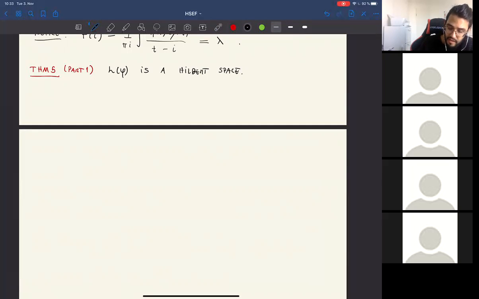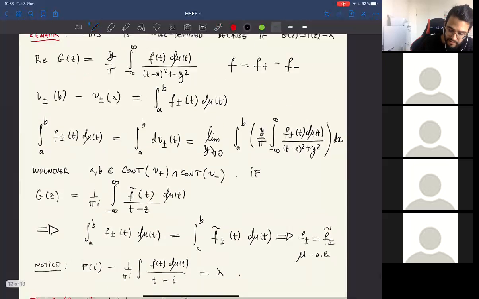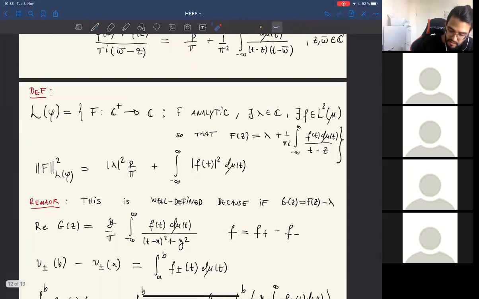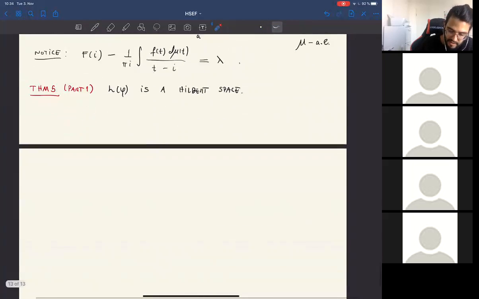So the norm is also a good norm in the sense that if the norm of f is 0, then f is 0, because if the norm of capital F is 0, then it implies that the little f has norm 0, and also lambda has to be 0, so then capital F is 0. So okay, it's a decent norm. The only function with norm 0 is the 0 function. So here, really what we have to show is that the space is complete.